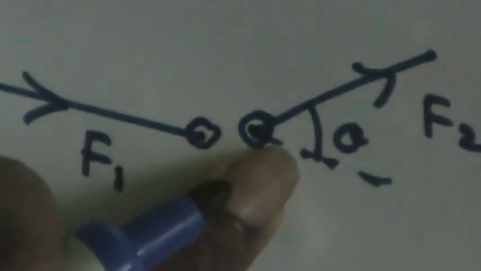I place this point on this point, the head of the first vector on the tail of the second vector, or simply the tail of the second vector on the head of the first vector. So this is F1, this is F2, and this will be theta.